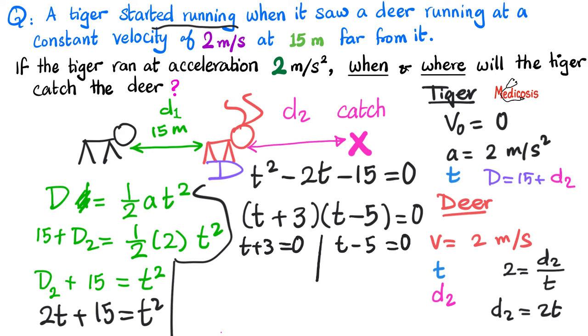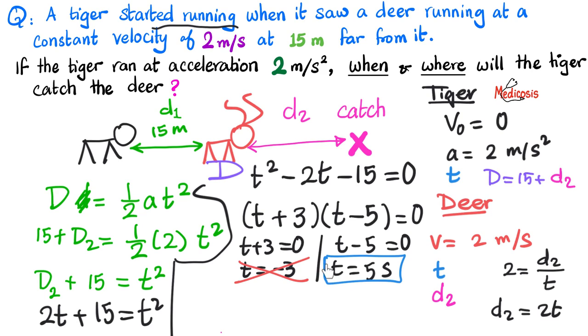If t plus 3 equals 0, t equals negative 3. Time is negative. That's impossible. So this is nonsensical. Let's focus on this. T minus 5 is 0, which means t alone is 5 seconds. And this is the answer of the first part. When will the tiger catch the deer? After 5 seconds. Wow, that's a fast tiger.